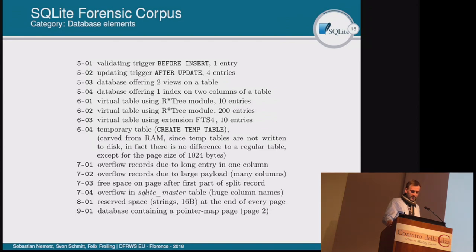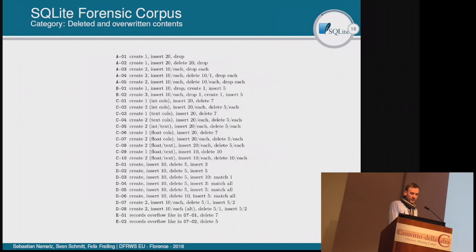The following folders, 5 through 7, have different pitfalls. I will not go through all of the details now. You have them in the paper. One interesting point regarding the deleted contents: we described for folders A through E what we actually did in a very short form. So if you're interested in how the database C10 has been created, you can go to that table, look at C10, and you will see that we first created two tables with floats and texts. We inserted 10 entries in each of the tables, and then we deleted 10 entries from the tables.